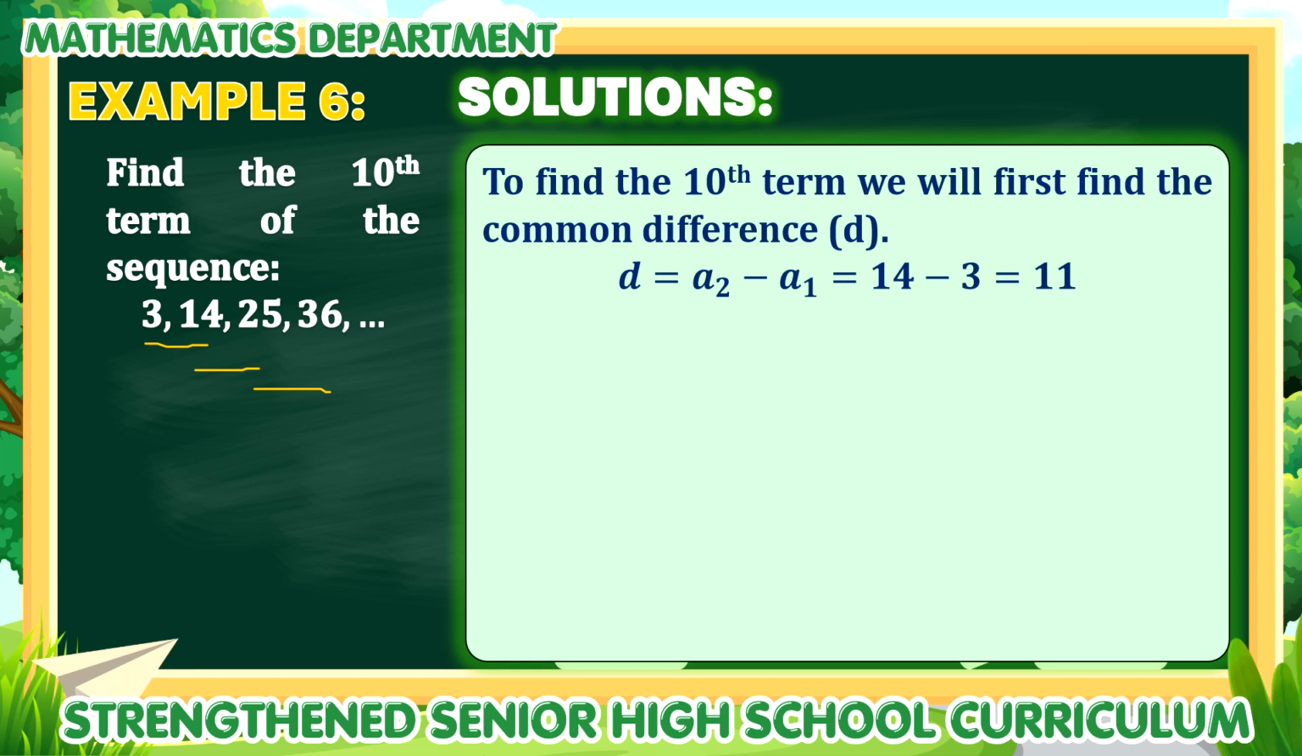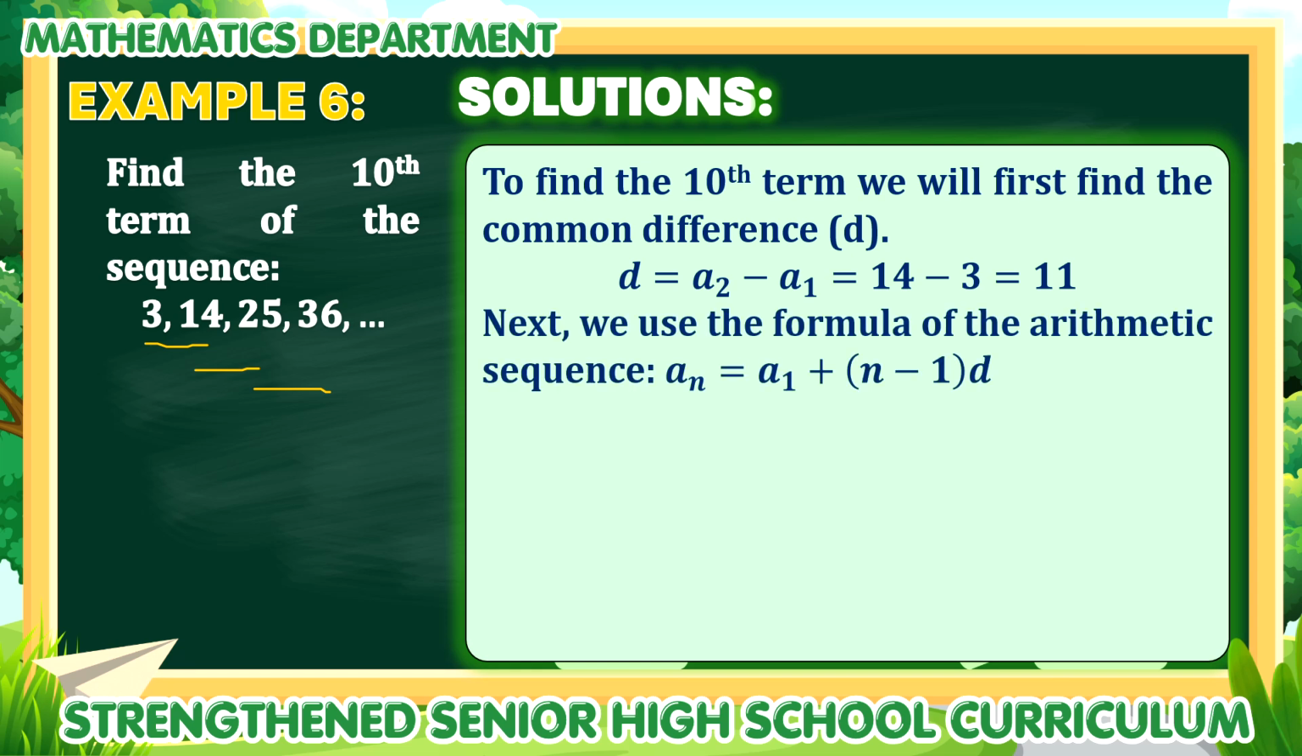After determining our common difference, the next thing that you will do is to use the formula for the arithmetic sequence, that is a sub n is equal to a sub 1 plus the quantity of n minus 1 times d. And we'll be substituting our given since we are looking for our 10th term.